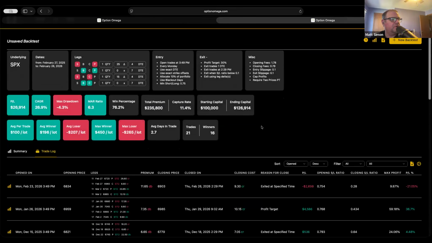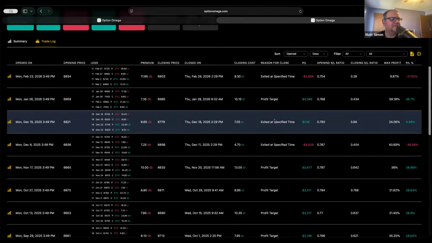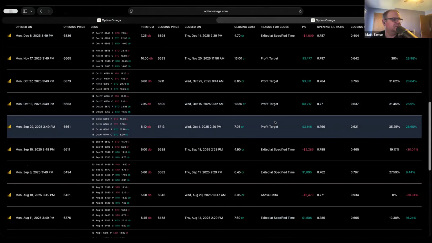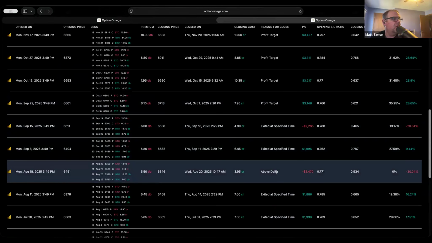So if we go back here and look at that in the backtest, we'll see if we've had any of those exits. Okay, we have to go all the way back to Monday, August 18th. That trade, which exited on the 20th, hit leg delta. So what does that mean? Well, we put this spread on and the puts were at 63.90 and the calls were at 65.30.